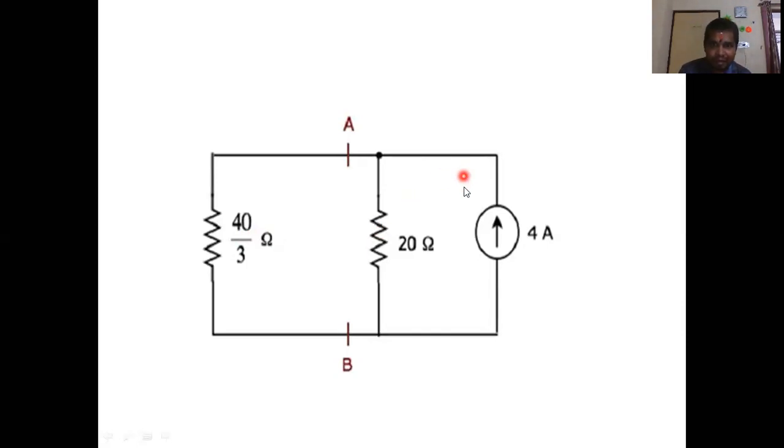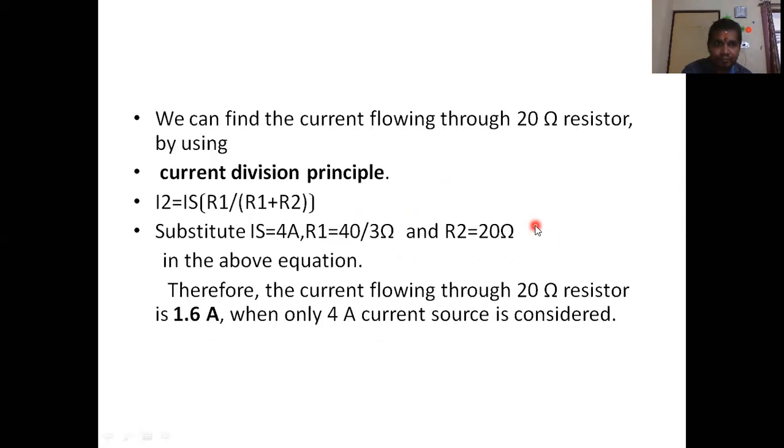What is the current division rule? Accordingly, you need current here. So current here is equal to opposite resistance divided by sum of these 2 resistances multiplied by the 4 ampere. This is the current division rule. IS is the total current, R1 by R1 plus R2. So total current 4 ampere, R1 45.3 and R2 20. You substitute here, and you will get 1.6 ampere.